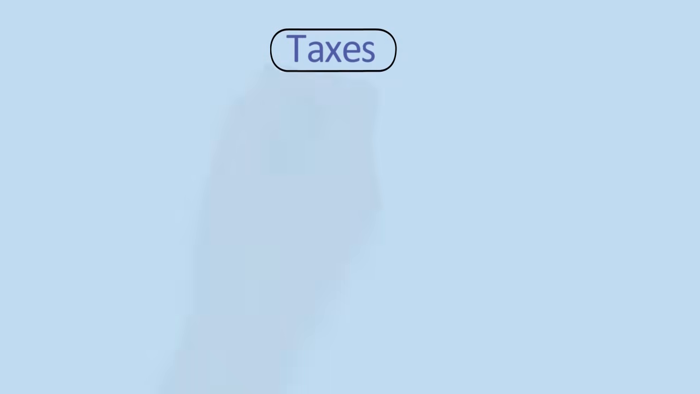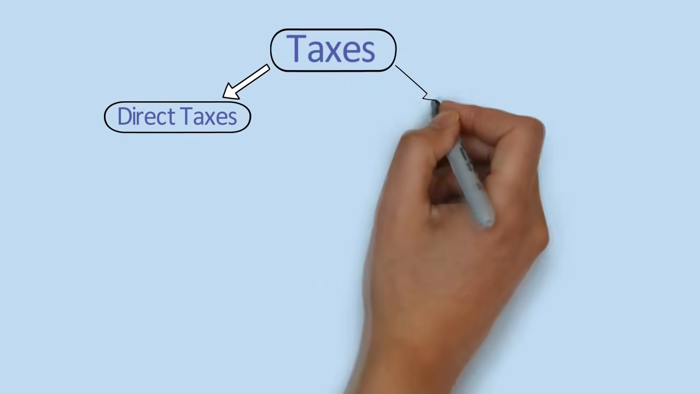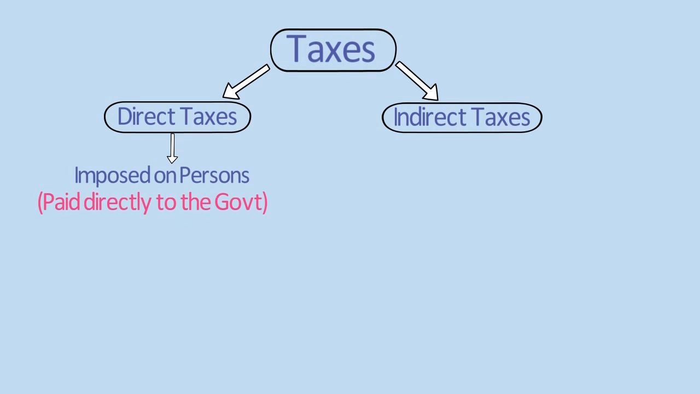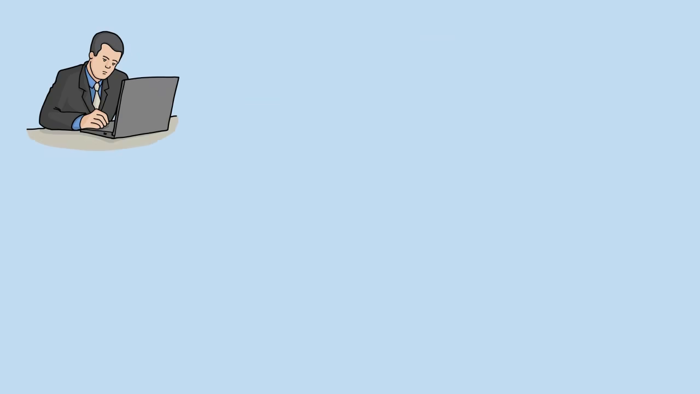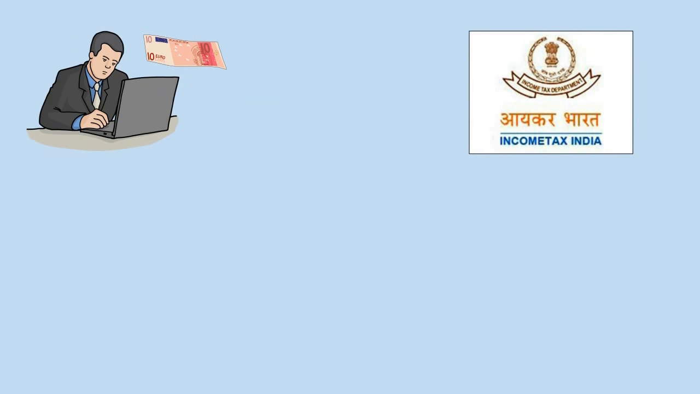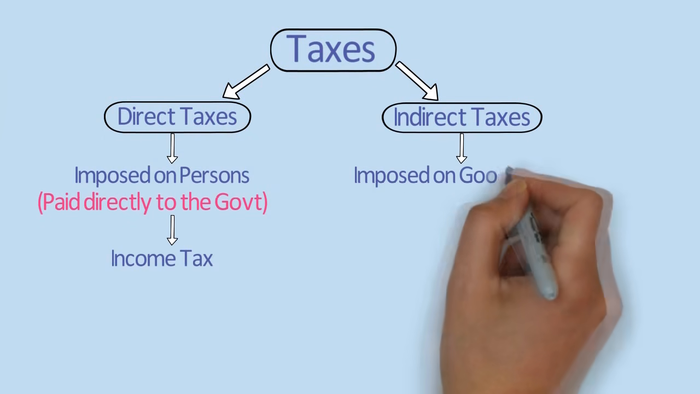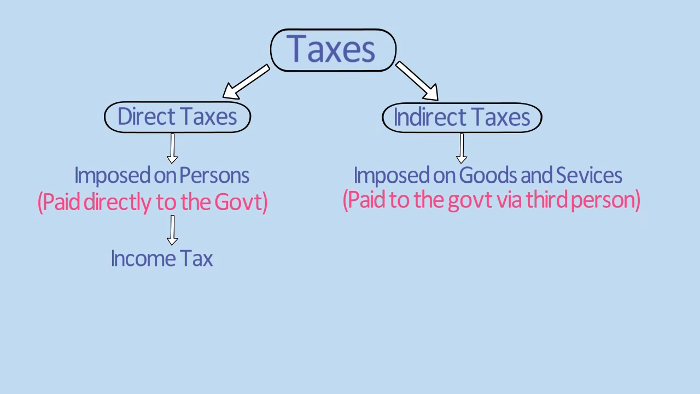Taxes can be divided into two broad categories. First is direct taxes and second is indirect taxes. Direct taxes are taxes which are imposed on person and are paid to the government by taxpayer himself. For example, income tax. If there is liability of income tax on any person, he has to pay it directly to the government. Indirect taxes on the other hand are imposed on goods and services and are paid indirectly to the government via third person.